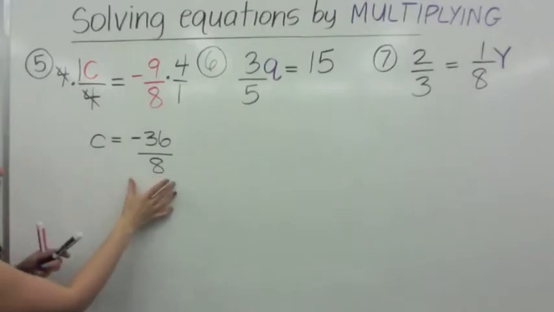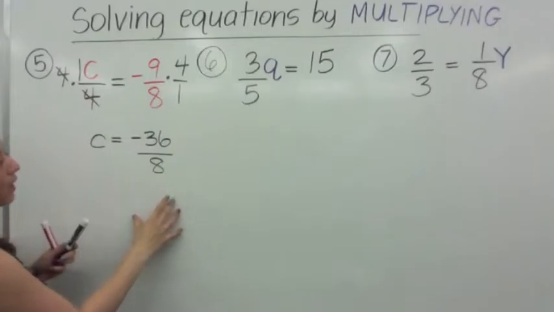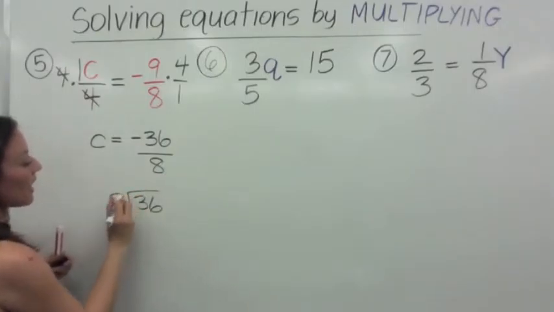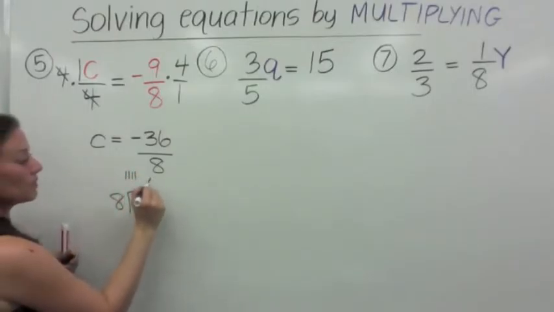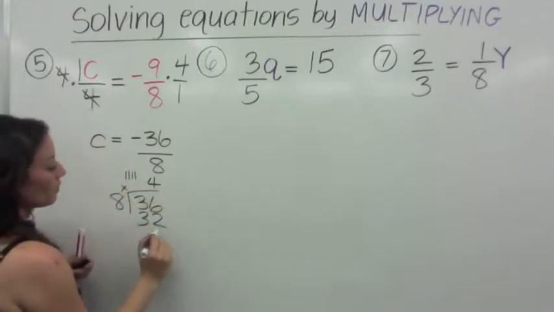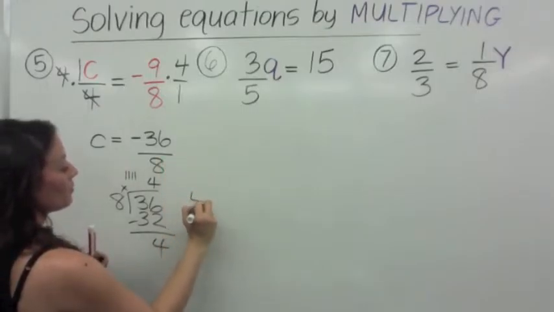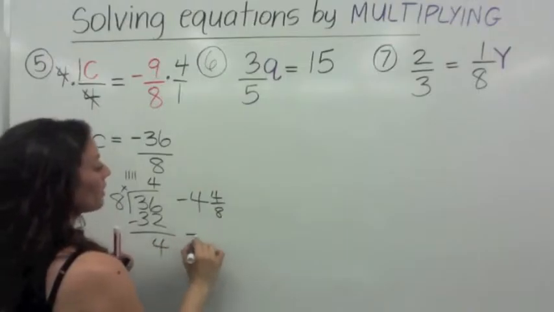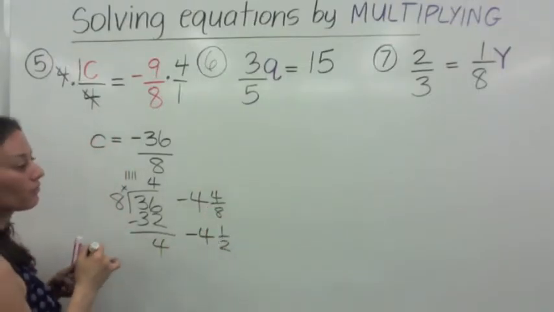And if we want to, we can leave our answer this way. This is called an improper fraction, where the top is bigger than the bottom. If we want to make it into a mixed number, we can simply do the division. We can say 36 divided by 8. 8 goes in 8, 16, 24, 32. Goes in 4 times, okay? With 4 left over. So technically, the mixed number is negative 4 and 4/8, or negative 4 and 1/2, because 4/8 and 1/2 are equivalent fractions, okay? So that is what c is going to equal.